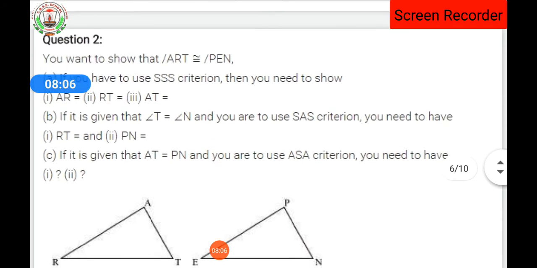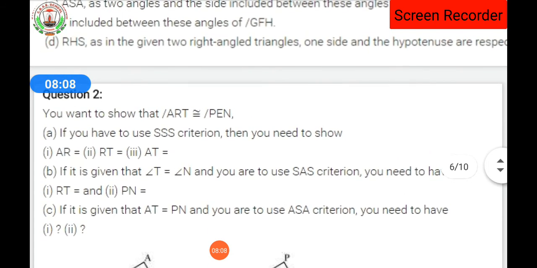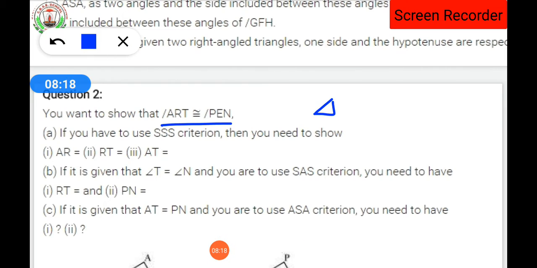Moving towards question number 2, what we are going to see in question number 2: you want to show that triangle ART is congruent to triangle PEN. Dear student, what do you mean by this slash? Here the slash means triangle ART is congruent to triangle PEN. Clear? This slash is a triangle notation.